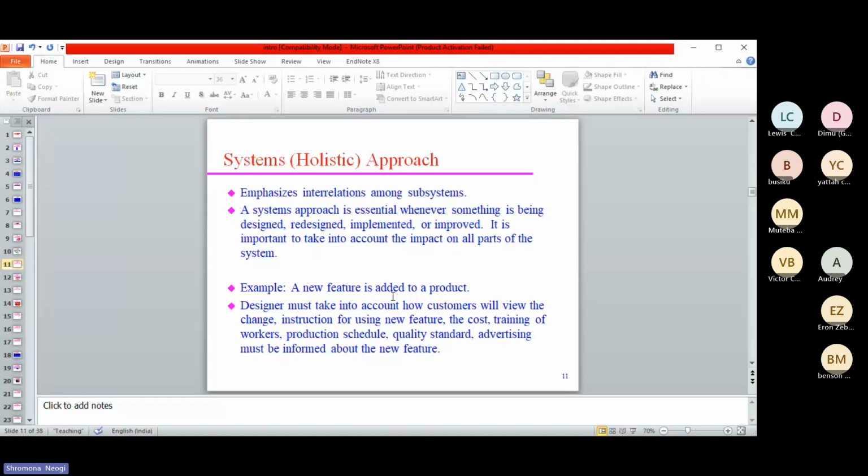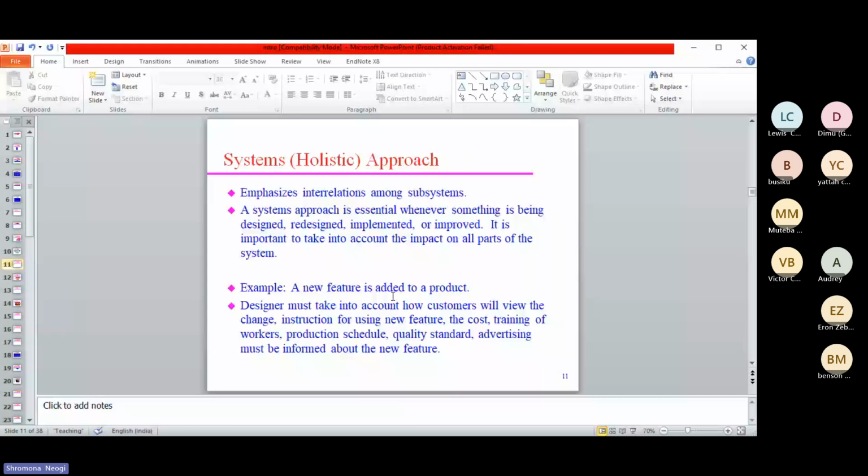Say, suppose you are producing electronic goods. Now, to one of your goods, you want to add a new feature. For this, you have to take into consideration how customers will view the change, how they should use the new feature, instructions for using it, the cost of imbibing the new feature, how much cost, and what change in the product price.